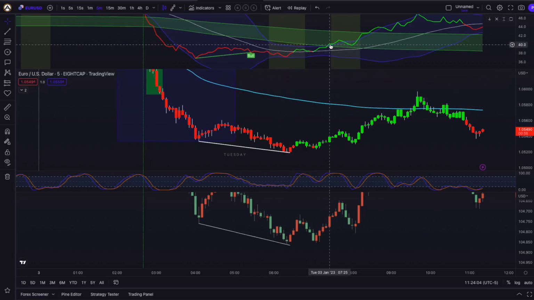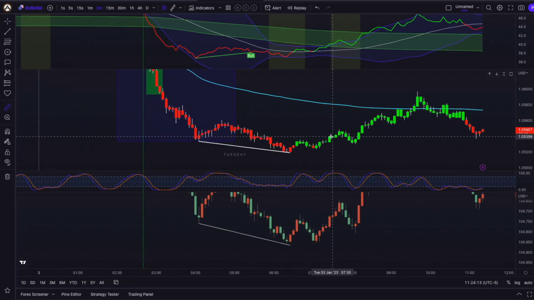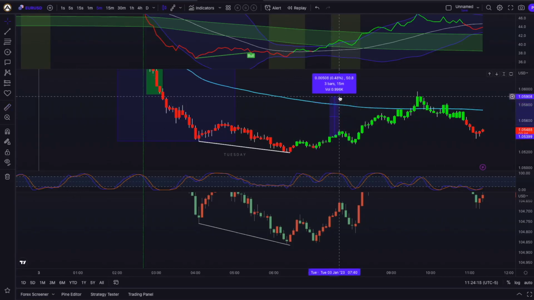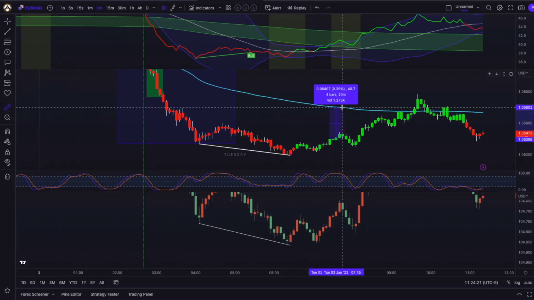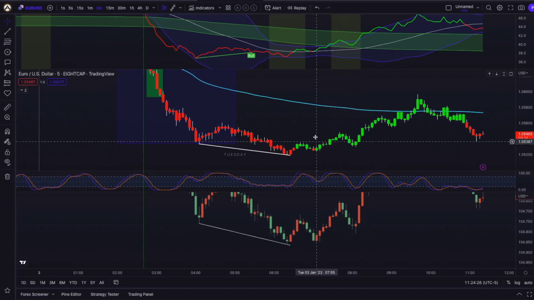So if you would have, for example, bought the breakout right here on this candle at 7:25 a.m. New York local time, you could have scalped a nice little 50 pip move here all the way to the upside, or let me measure that again, a 40 pip movement all the way back up to the VWAP. Also a very simple 2-to-1 risk reward ratio.